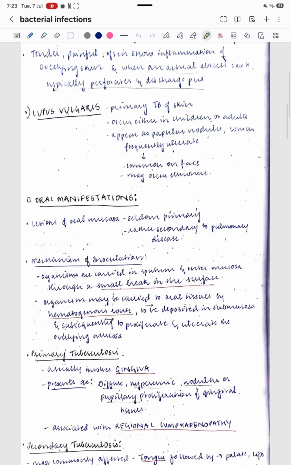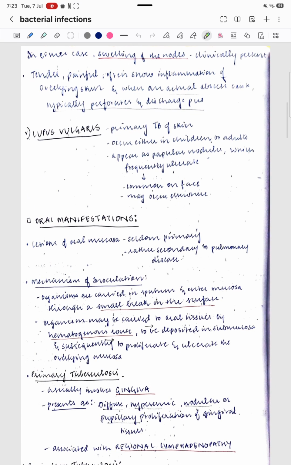Now this was about your lupus vulgaris. It is a TB of skin. It occurs in children and adults, causing papular nodules which are frequently ulcerated. It occurs on the face and may occur anywhere else. A lesion of the oral mucosa is seldom primary, rather secondary.